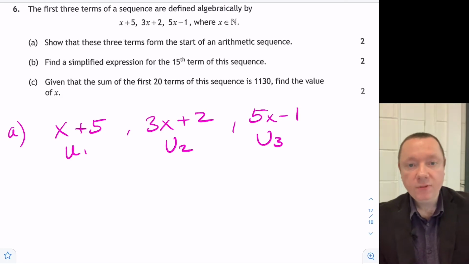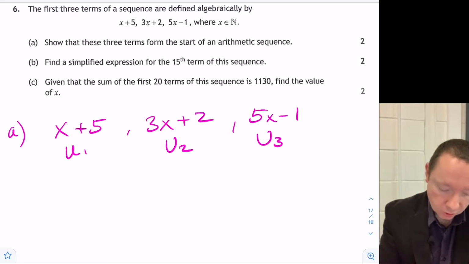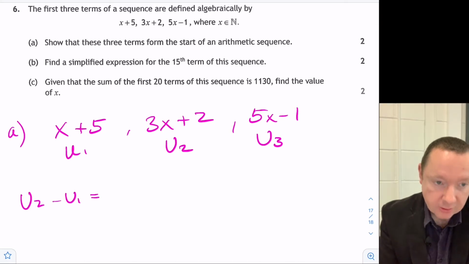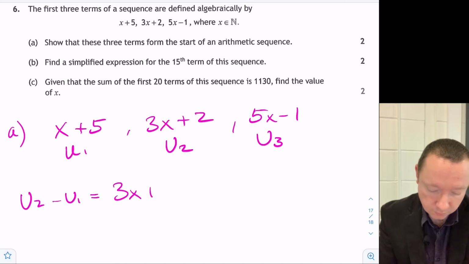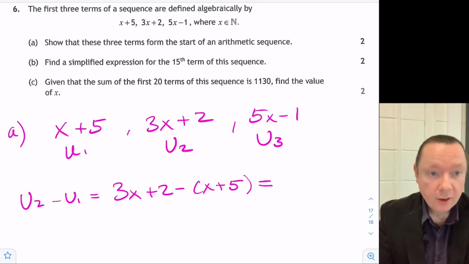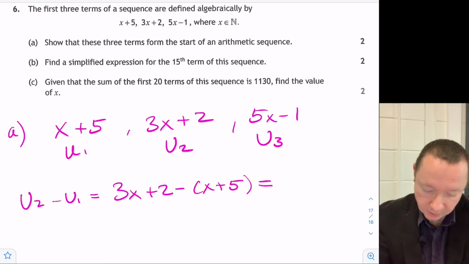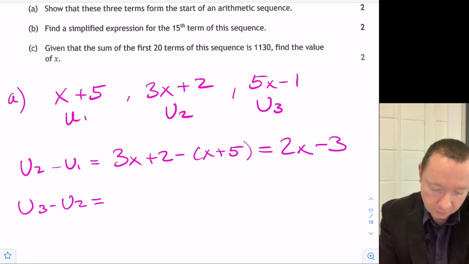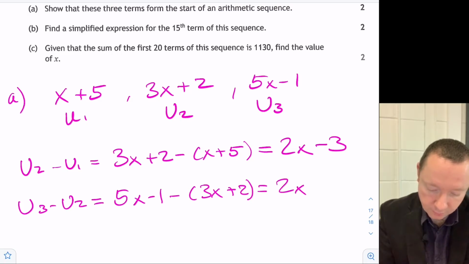Let's check the common difference between each of the terms. So let's do the first two. u2 take away u1. That is 3x + 2 - (x + 5). That equals 3x minus x is 2x. 2 take away 5 is -3. And then let's check the common difference between the next two terms. u3 minus u2. That gives us 5x - 1, take away (3x + 2). That is 2x - 3.